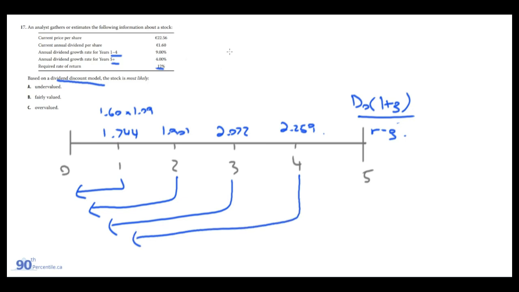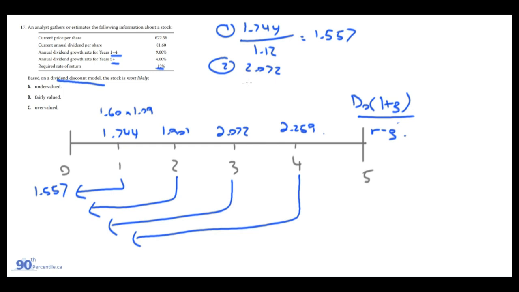So it would basically be, we can do it up here, 1.744 over, just discounting it for 1 year, right? So 1.12, and that's 1.557 for year one. For year two, what do we got? 2.072 over 1.12 squared because we discounted 2 years.